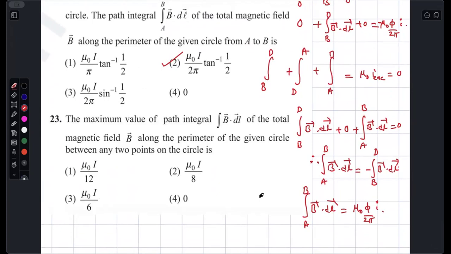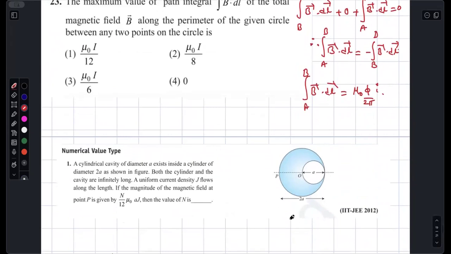Let me first of all try to analyze the maximum value of B bar dot dl bar of the total magnetic field. Okay, I understood, I will tell. Just see this.